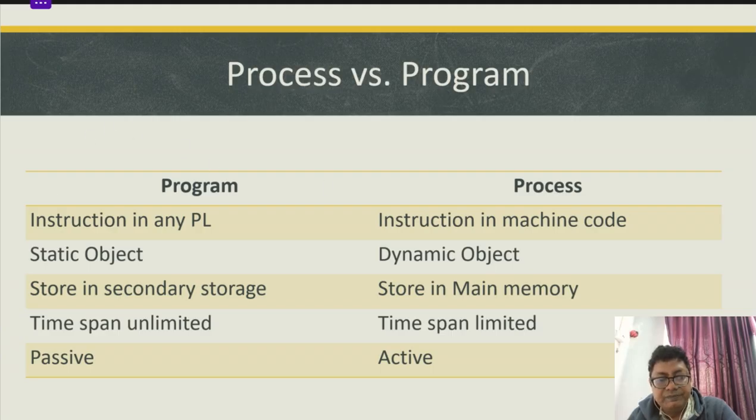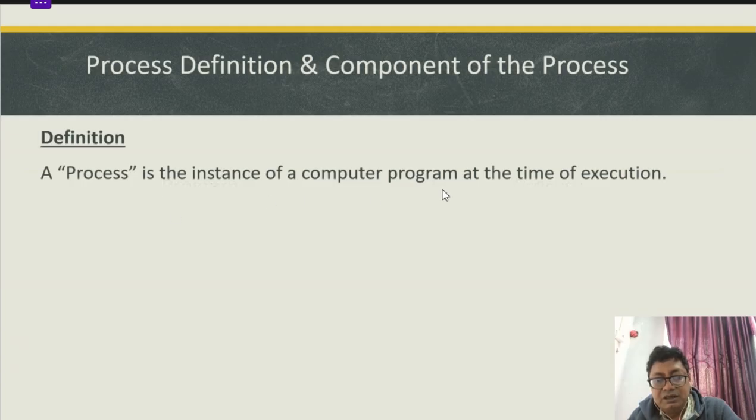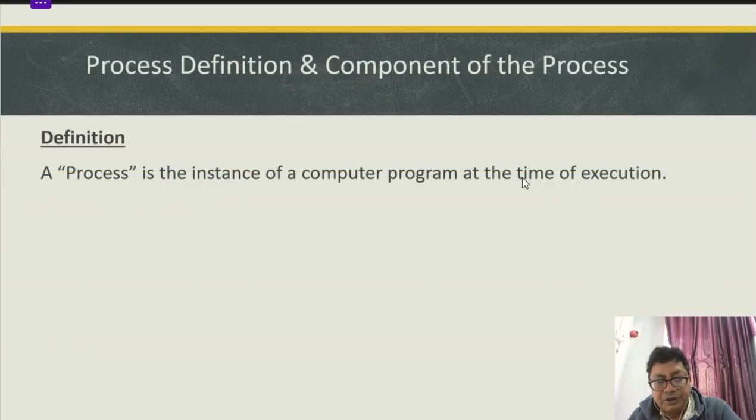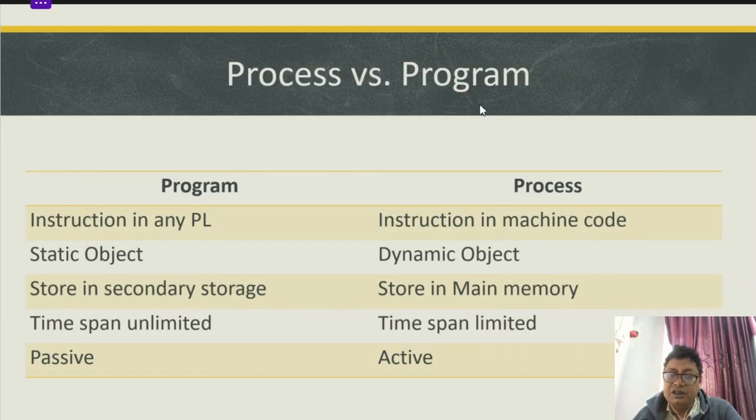Why is this slide important? Because in the previous slide, we used two terms. One is process, another one is program. So now I want to explain process versus program. Here it is given. First thing, a program you may write in any language like Java, C, C++, Python, whatever you say. All of these are known as programming languages. That's why PL is written here, meaning programming language. Instructions are in any programming language.